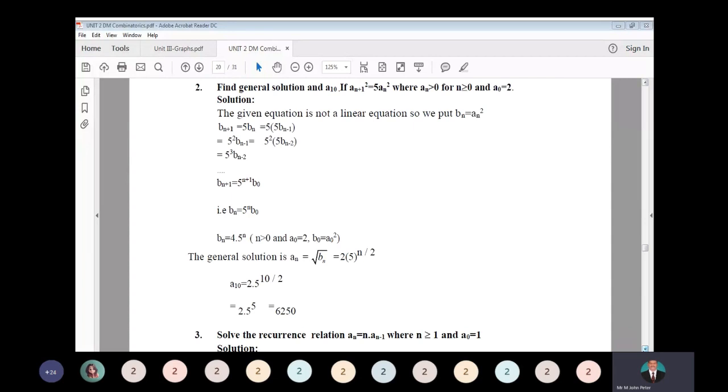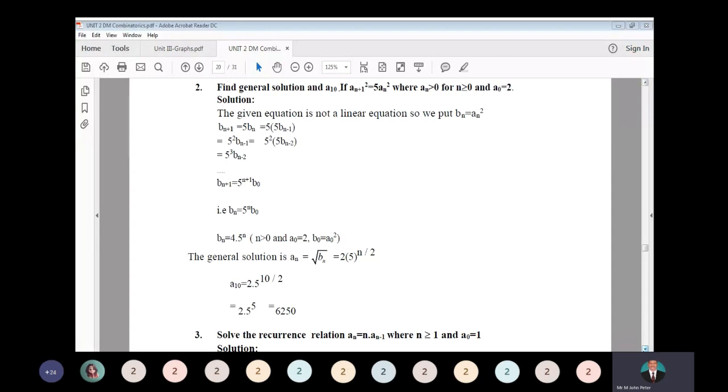Find the general solution and a10 if an plus 1 square equal to 5 an square, where an greater than 0 for n greater than or equal to 0 and a0 equal to 2. The given equation is not a linear equation, so we put bn equal to an square. So that is bn plus 1 equal to 5 bn. That is equal to 5 into 5 bn minus 1. Okay, for bn, the corresponding equivalent form, when you write it, you will get 5 bn minus 1. That is 5 square into bn minus 1. So again, using the given relationship, bn minus 1 is equal to 5 times bn minus 2.